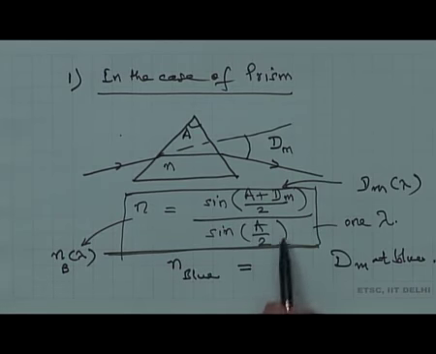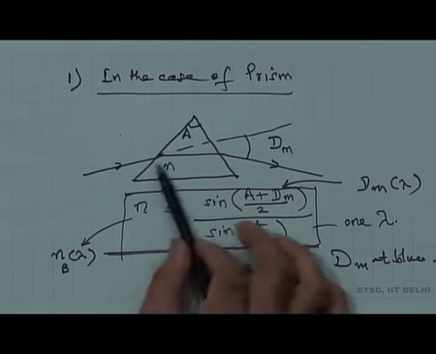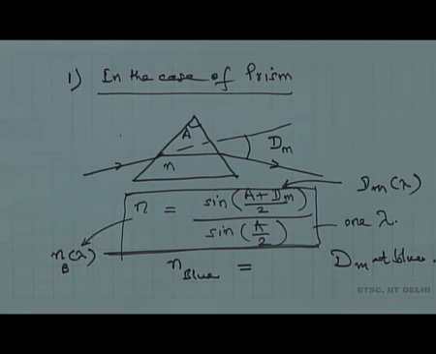So, in the case of a prism, the discussion is strictly true for a particular wavelength. But normally, we consider the sodium yellow light and assume that all the discussions that we have are for yellow color. But otherwise, this formula is true for a particular color or a particular wavelength only.